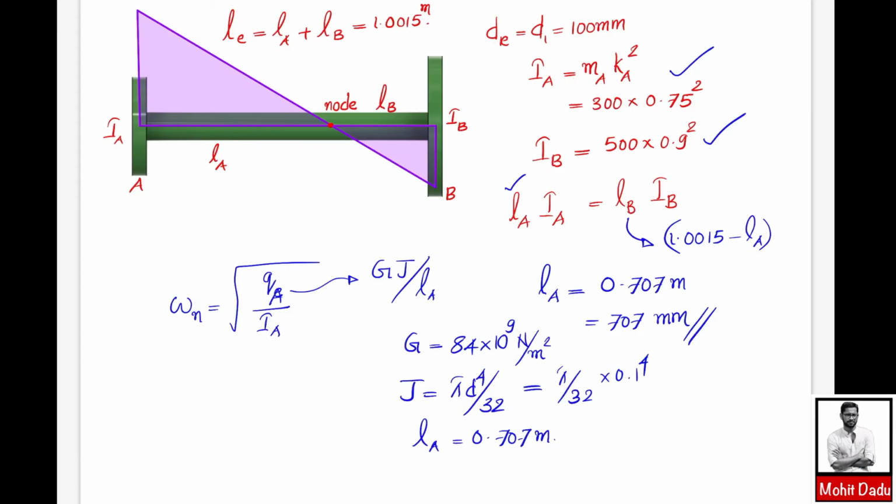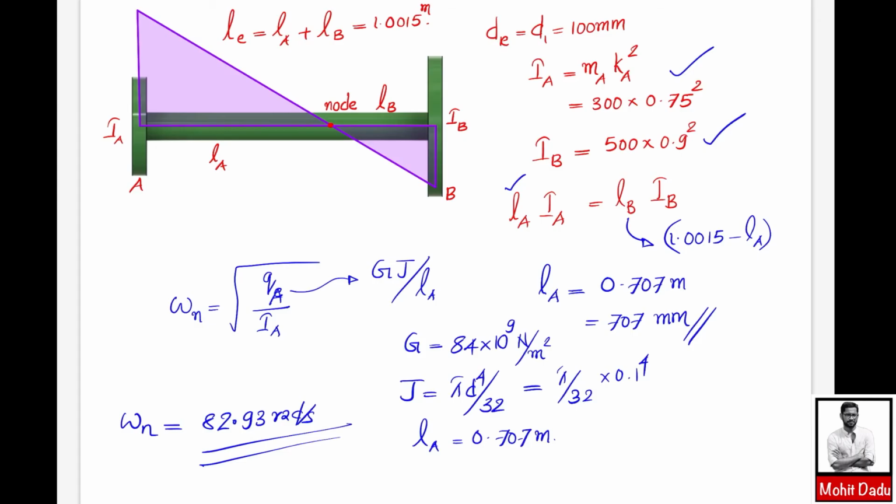And from this you will be getting the value of omega n as 82.93 radians per second. This value you can also evaluate with respect to rotor B, where it becomes QB divided by IB. That is, QB you can evaluate by G into J divided by LB, and IB you are already having. Anyway, that value will come out the same as 82.93 radians per second.